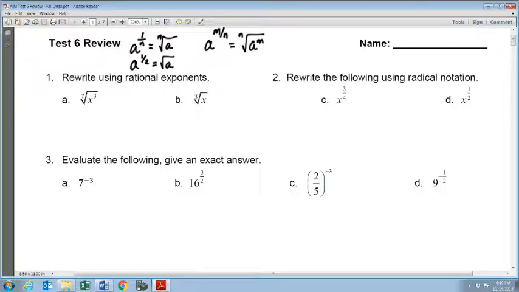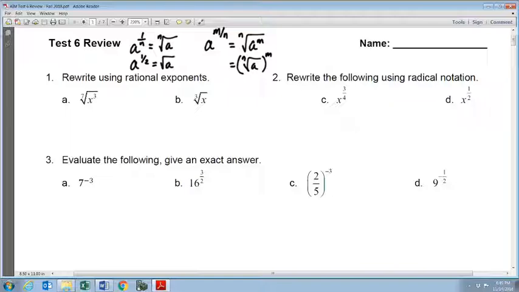And then more generally, a to the m over n power is equal to the nth root of a to the m. The key here is to notice that your denominator always tells you what root you're dealing with, and then the numerator, the m in this case, can either be put on the radicand inside the radical, or you can actually put it outside the radical.